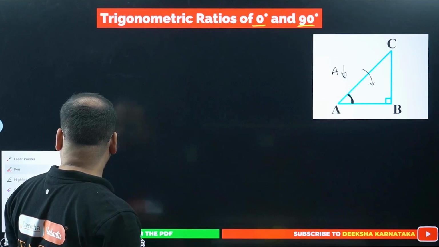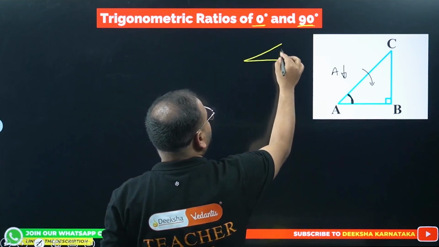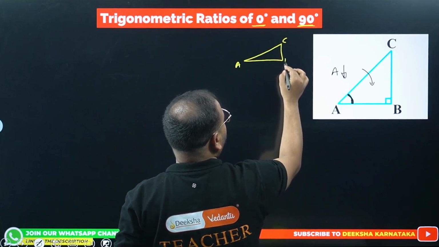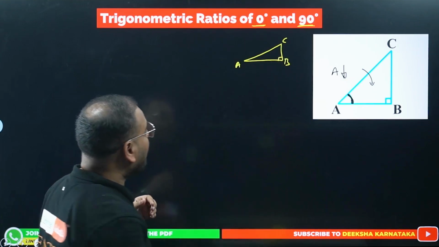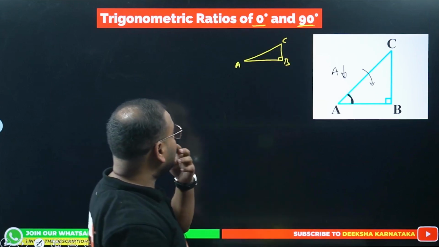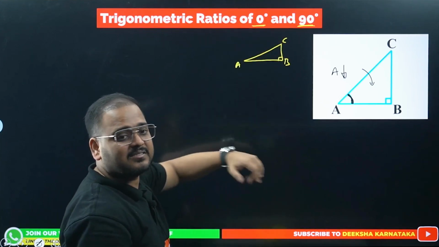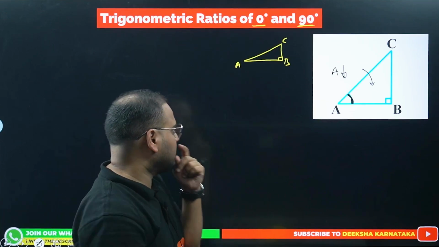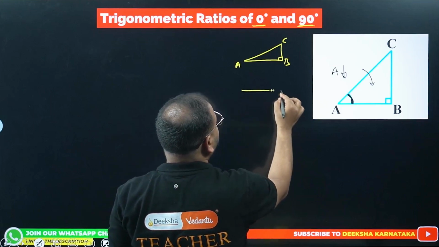So how will the triangle look if you reduce that? After some time, the triangle will look like this. This will be my A, this will be my C, and this will be my B. So what is happening here? The angle is becoming less and less. Also, the length of BC is coming down. And AC is also getting less and less. Let's check what happens right before 0. For 1 degree, not 0 degree, how will the triangle look?